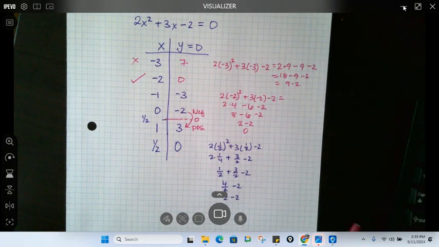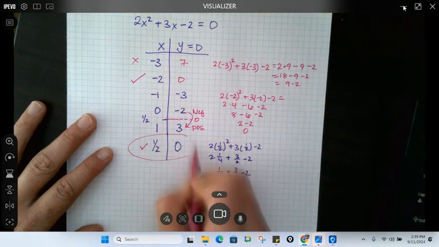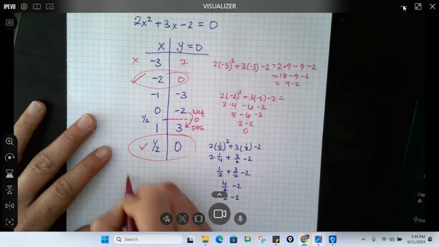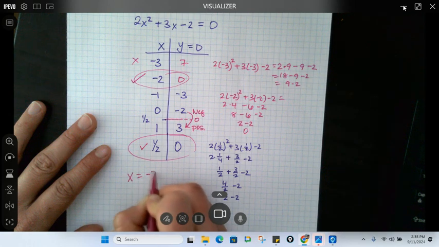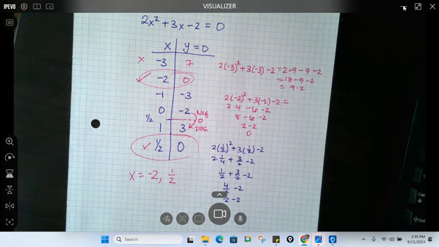So I have now found my two solutions. My two solutions are x equaling -2 and x equaling 1/2. So that is how I would use a table of values.